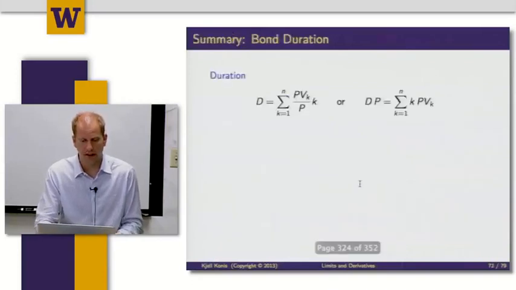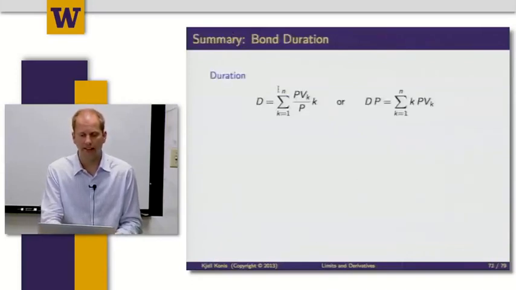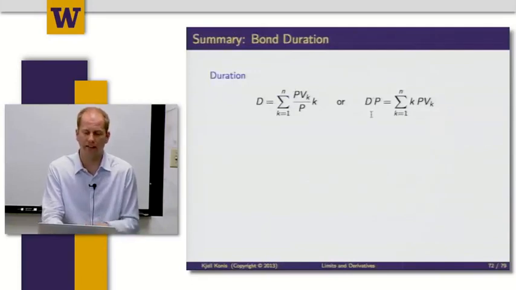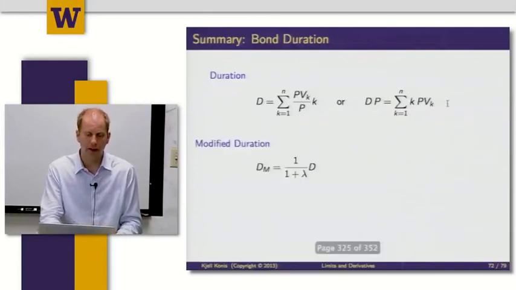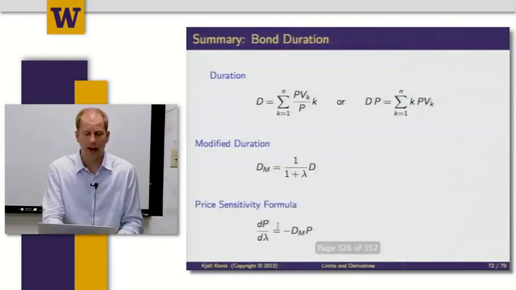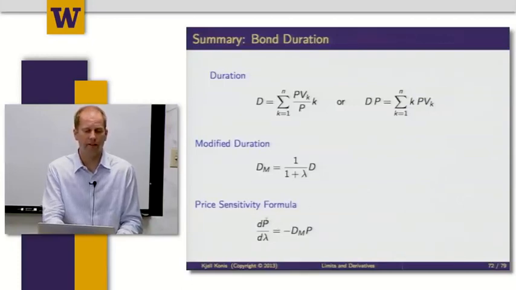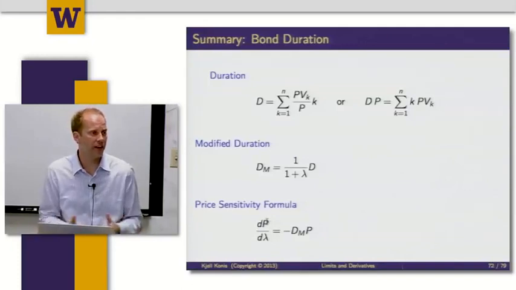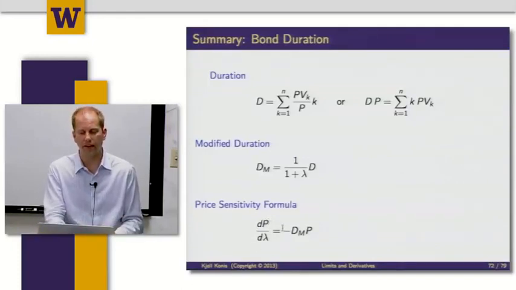Okay. So just quick summary. This is a formula for duration. You can also multiply the price on the left-hand side and get this k times PVk. Modified duration is just 1 divided by 1 plus lambda times duration. And then the price sensitivity formula is, so the rate of change of the price with respect to a change in the interest rate is minus the modified duration times the price.